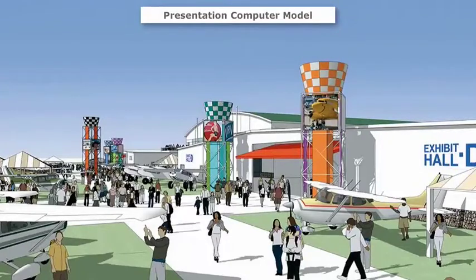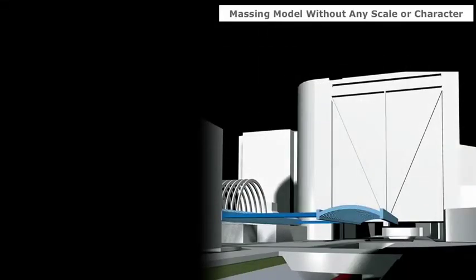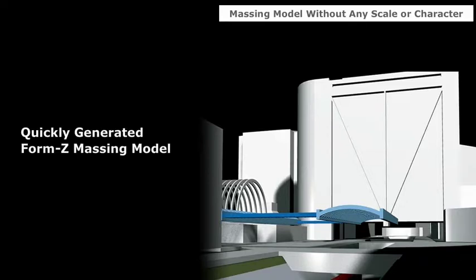This 3D model was developed with enough detail to allow the client to fully understand the concept design of the signage towers. The airplane models were downloaded from the Internet. In this image, a computer massing model without any scale or character was created. This quickly generated Form Z massing model was built to explore the relationship between several office buildings and a potential transit station. Architectural form and massing was established, but the image lacked human scale and natural elements.